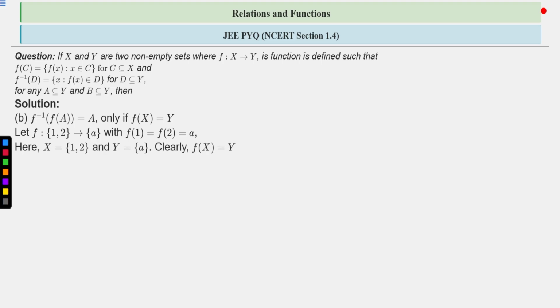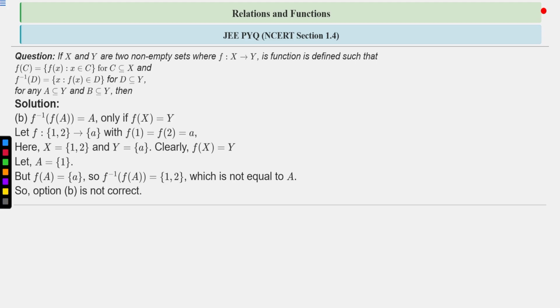Here x is equal to {1, 2}, and y is equal to a. Clearly we can say that f(x) is equal to f(y). So let A be equal to 1, suppose that. But f(A) is equal to a, so f inverse of f(A) will be equal to {1, 2}, because we have taken set X as {1, 2}, which is not equal to A again, right? So option B is also not correct.